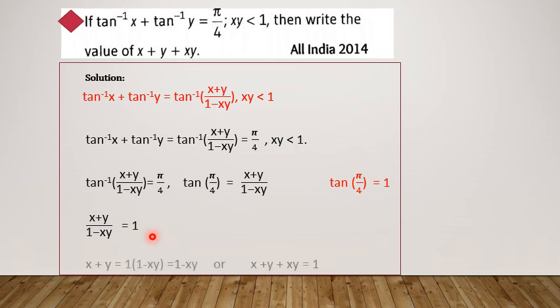Now just cross multiplying, x plus y equal to 1 minus xy. That is equal to 1 into 1 minus 1 into xy, which is 1 minus xy. Or we can just move minus xy to LHS. That is, x plus y plus xy equal to 1. Here we need to find the value of x plus y plus xy, and we get x plus y plus xy equal to 1. So we find the answer.